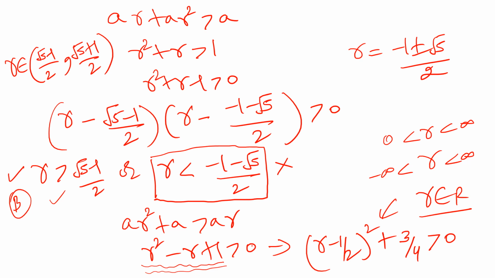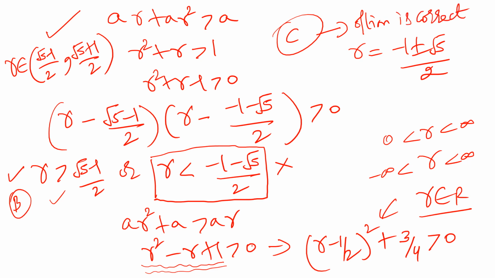So when we take the intersection of all these three inequalities, because the third one is the superset of all of them, it is 0 to infinity. So the intersection will be this one only, (root 5 minus 1)/2 to (root 5 plus 1)/2. So hence option C is the correct one. Right? Now we move to the next question.